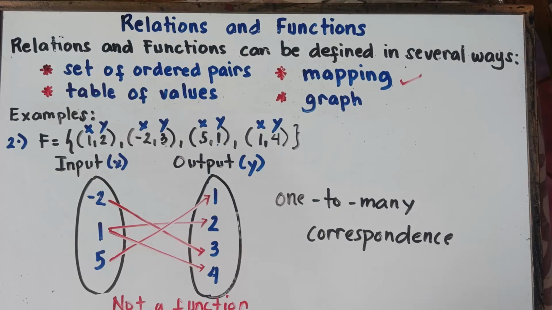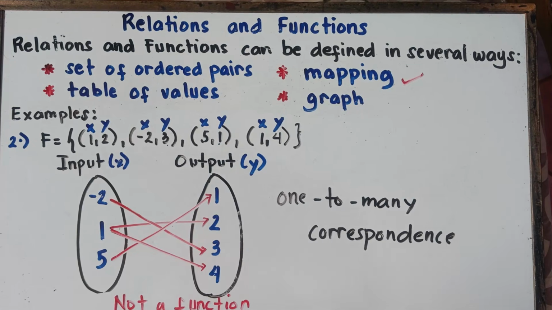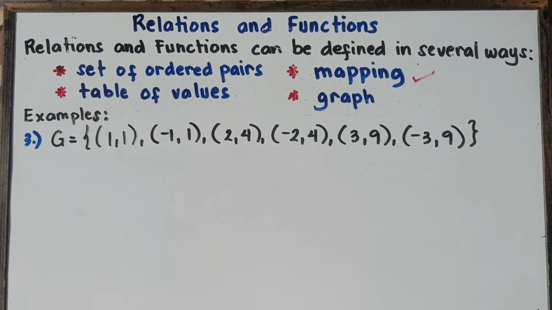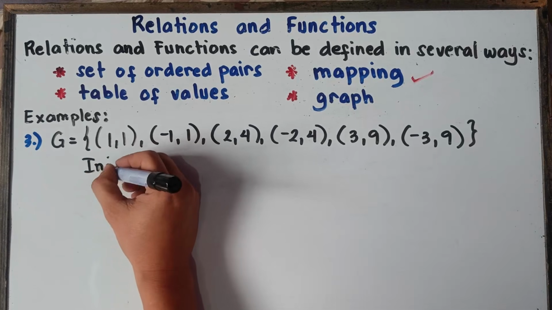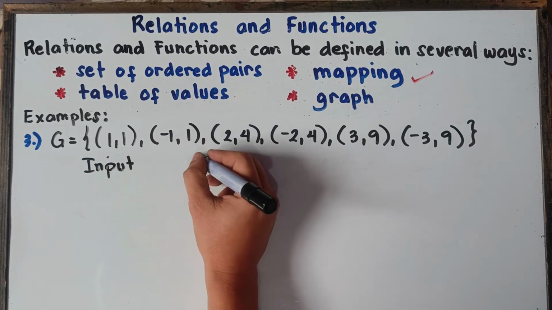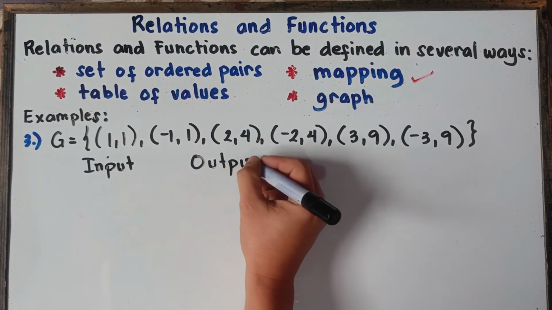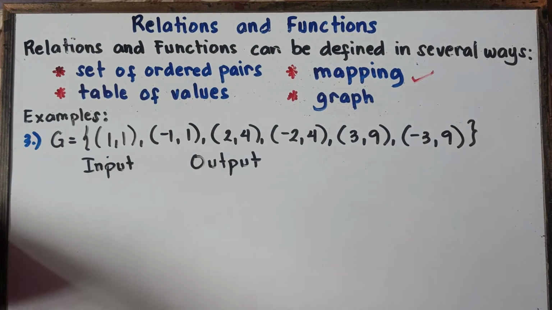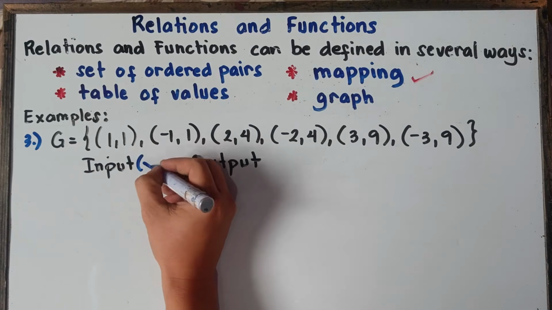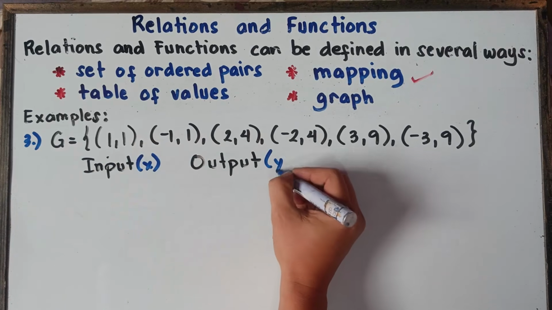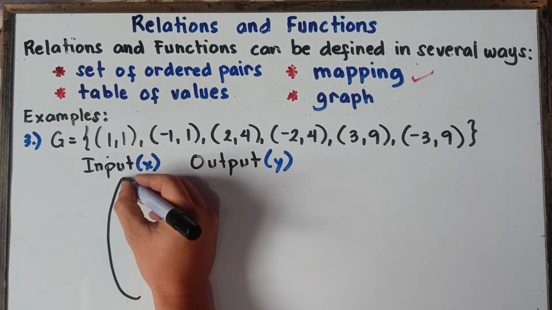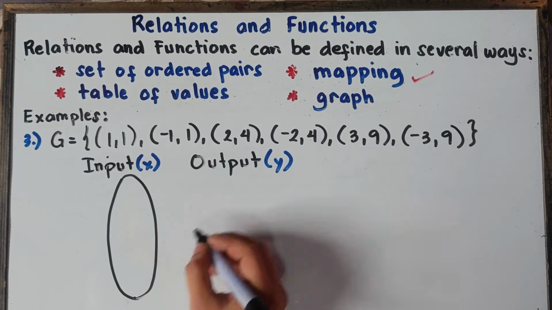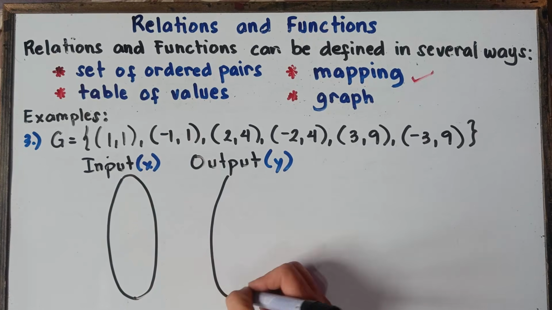Alright, so let's proceed now to set G, and that will be number 3, and then later on we will have our activity. So let's proceed now to example number 3. Simply write down the input and then the output. For the input, there will be the x values, and for the output, there will be the y values. Alright, simply draw an oval shape. Do it step by step, class.